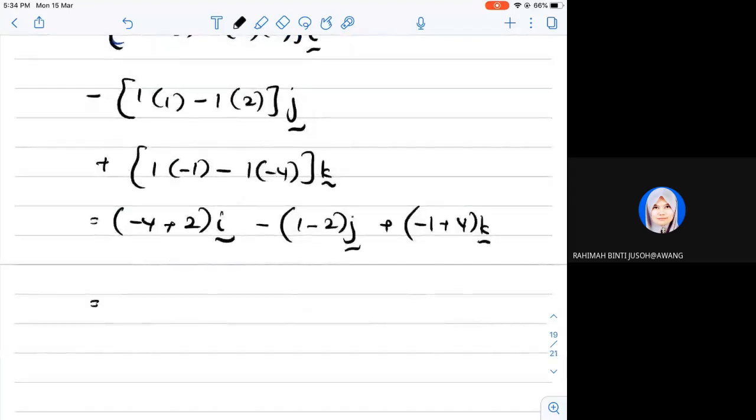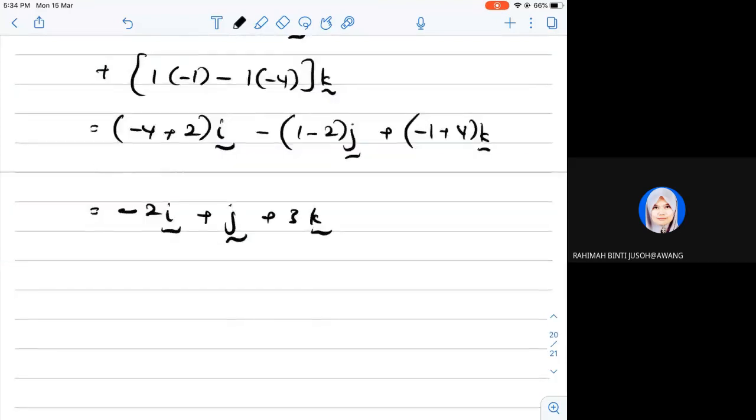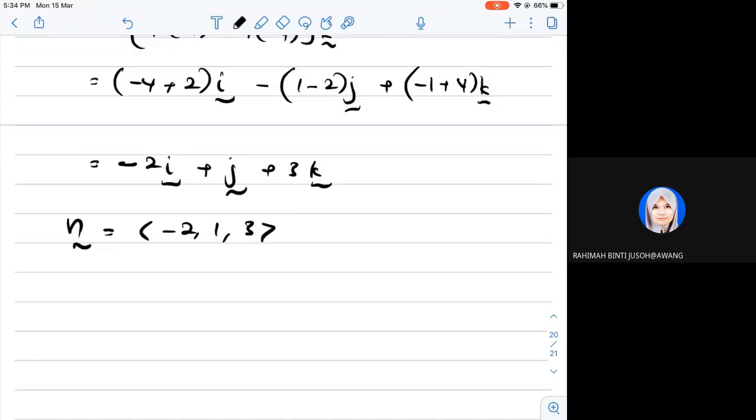So we will have negative 2i minus 1 plus j lah. And then plus 3k. So kita ada normal vector equals to negative 2, 1 and 3. Macam ni. Okay. So now guys, what is our P naught untuk soalan ni?